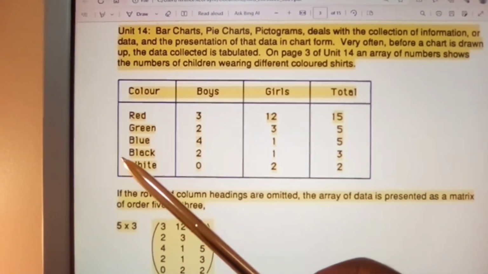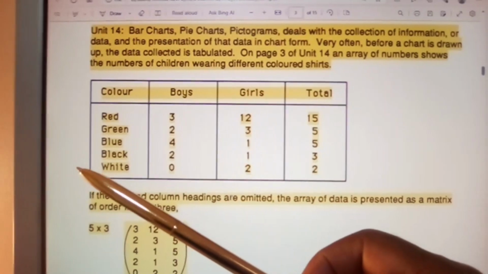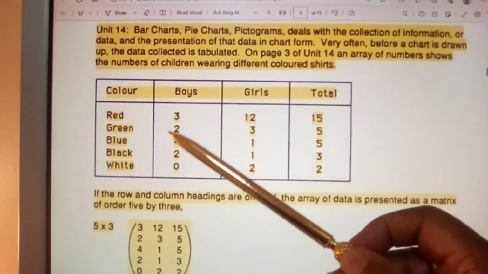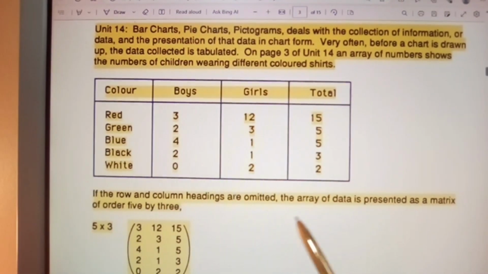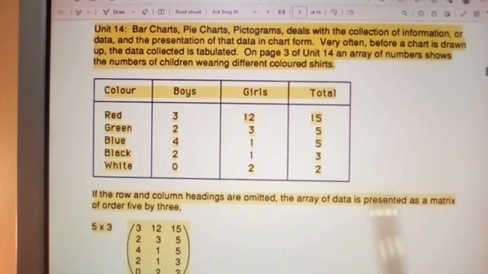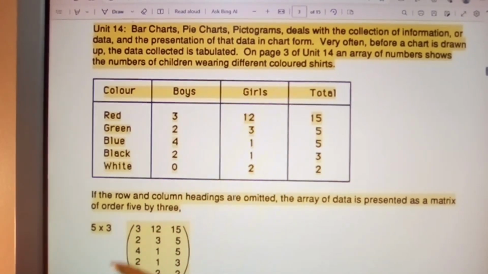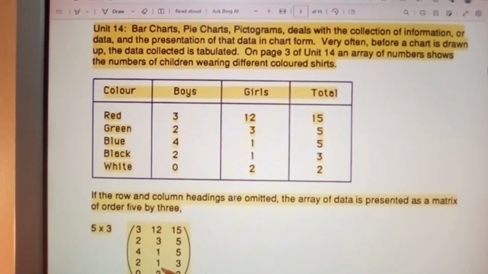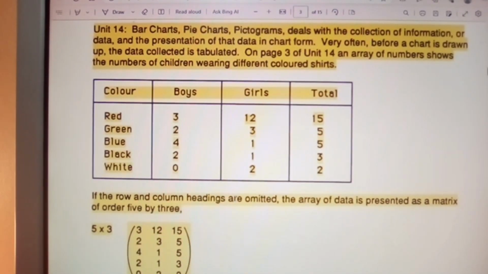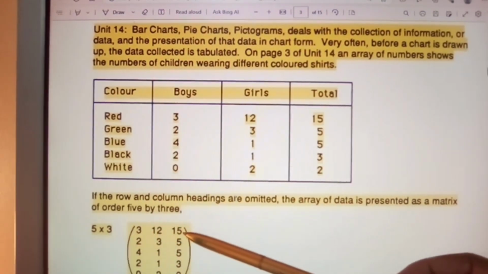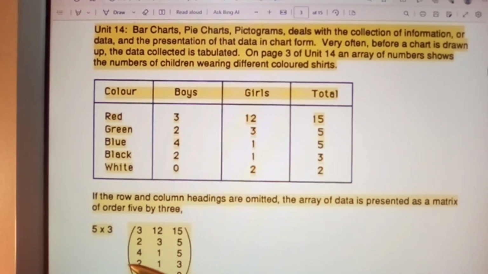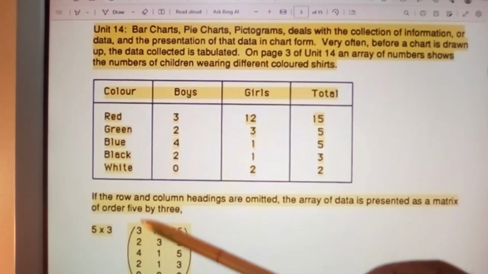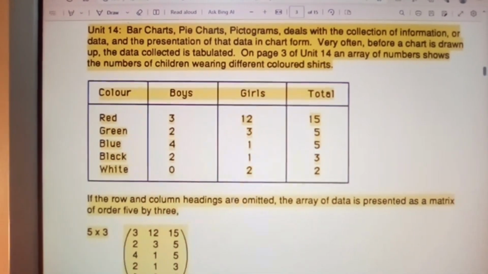I was trying to see if I could avoid telling you, to let you see if you could get that for yourselves. But okay, if the row and column headings are omitted, the array of data is presented as a matrix of order 5 by 3. Okay, I was trying to get out of it. Which means we have 5 rows, 1, 2, 3, 4, 5 rows and 3 columns. Okay.